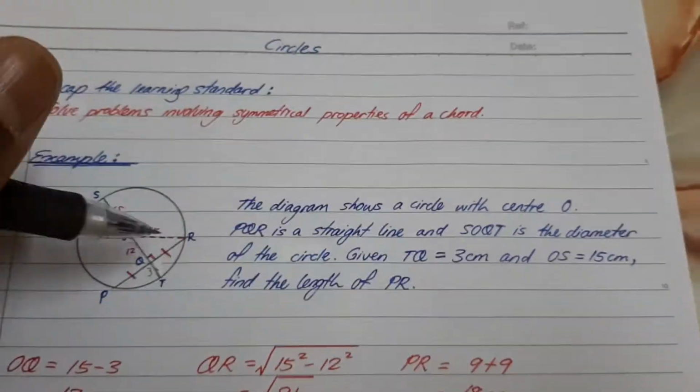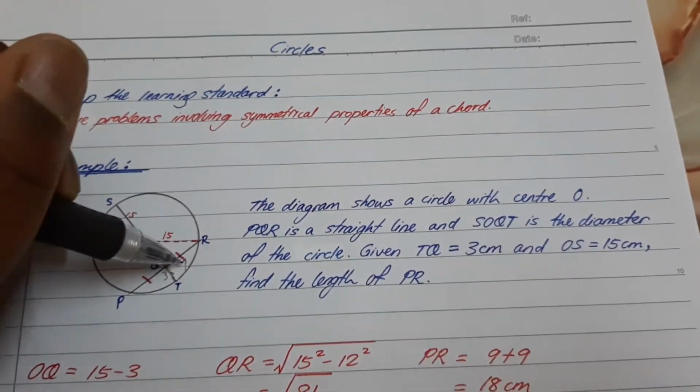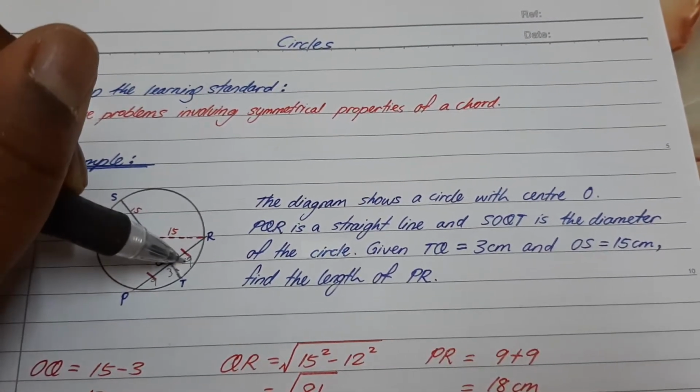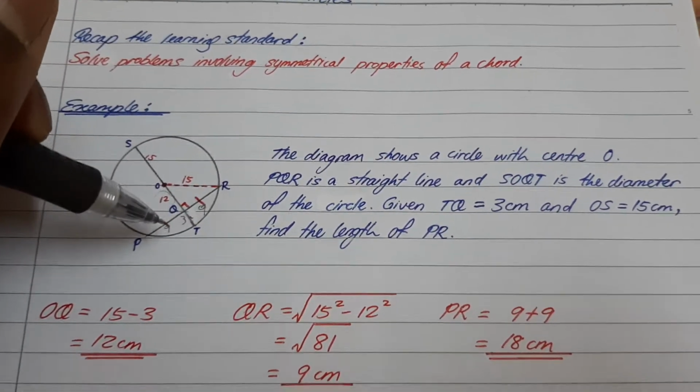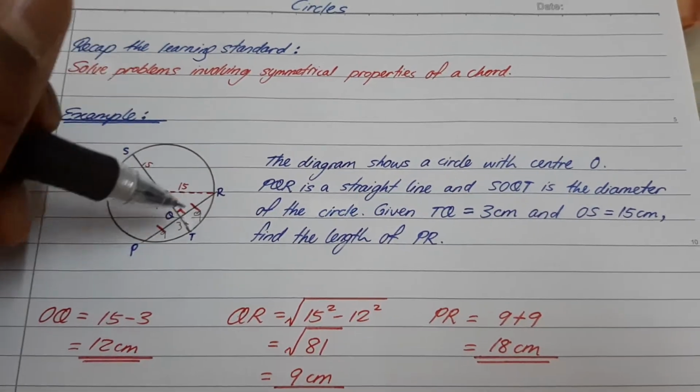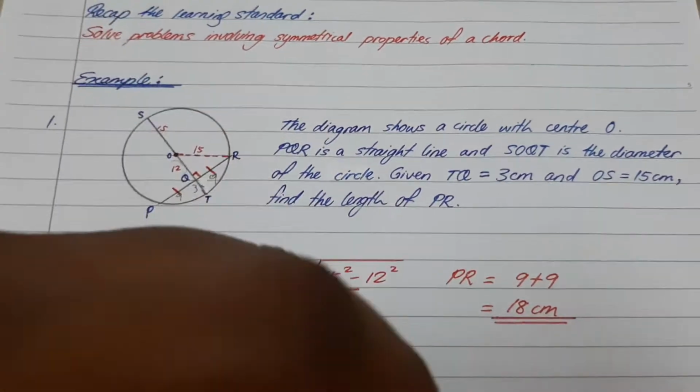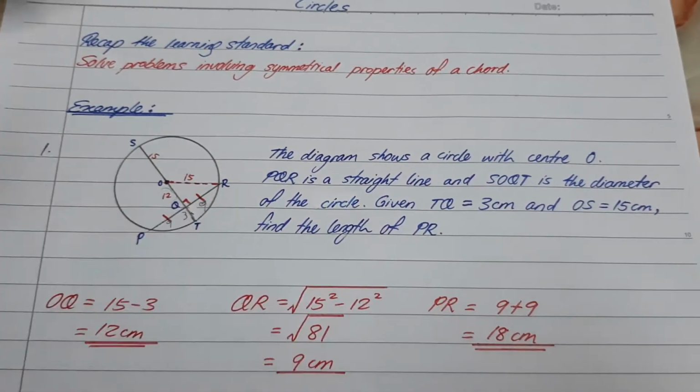If this is 9 centimeter, this one is also 9 centimeter, because when the radius cuts the chord, it divides it equally in half. So to find the length of PR is 9 plus 9, you get 18.